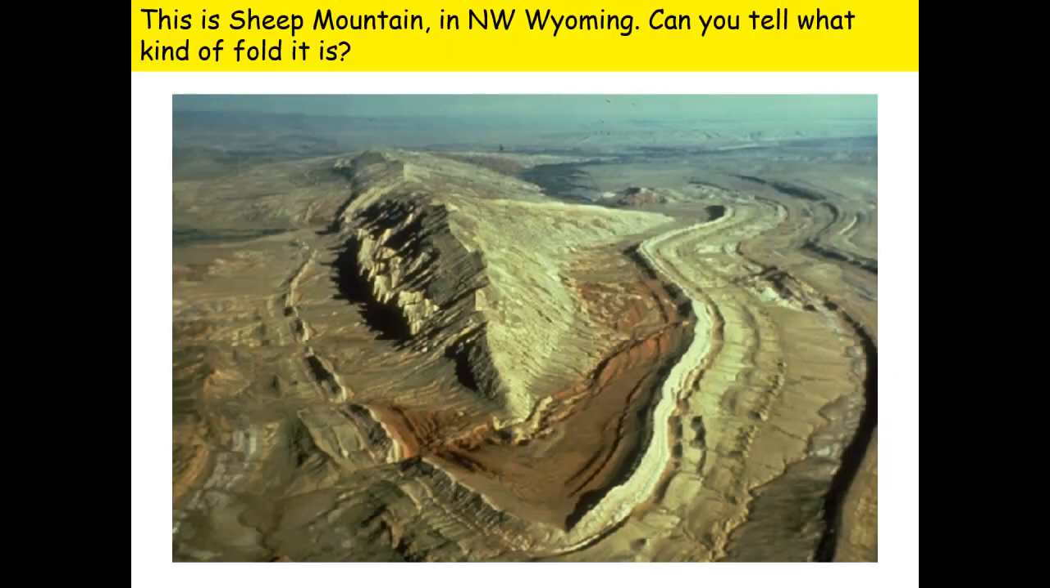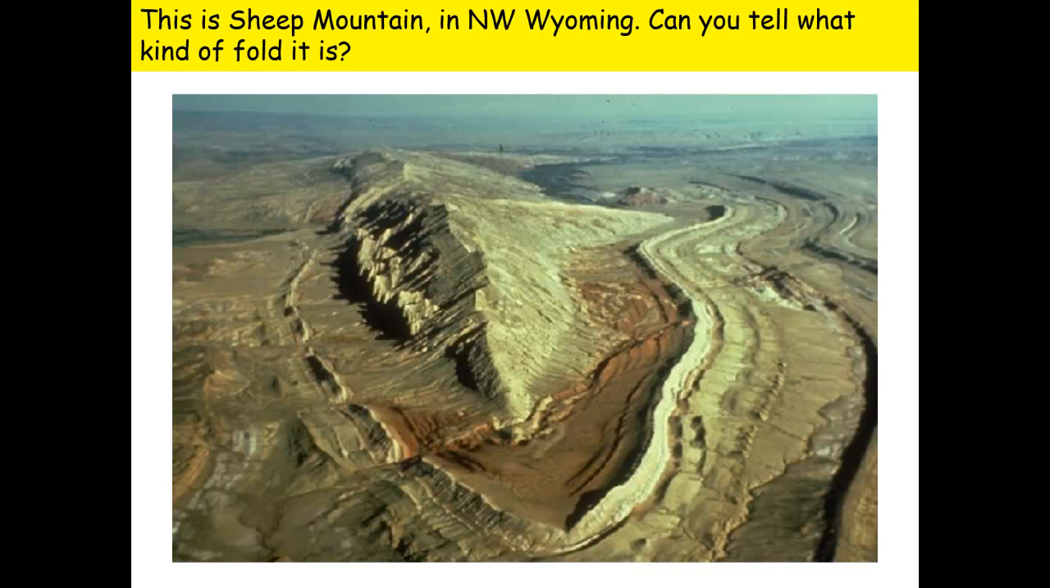So here's a good way to test yourself here. Here's actually an air photo taken from a rather famous mountain in northwest Wyoming called Sheep Mountain. And you should be able to see enough to actually tell what kind of fold this is. Can you tell? I'll give you a second to try to figure it out.